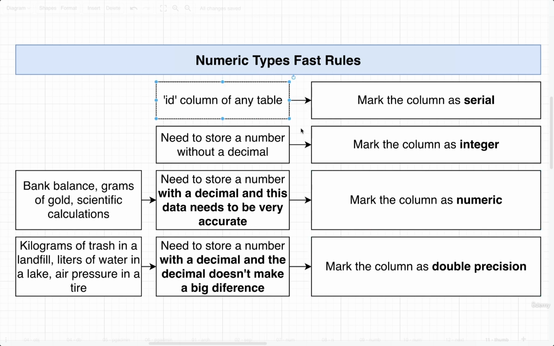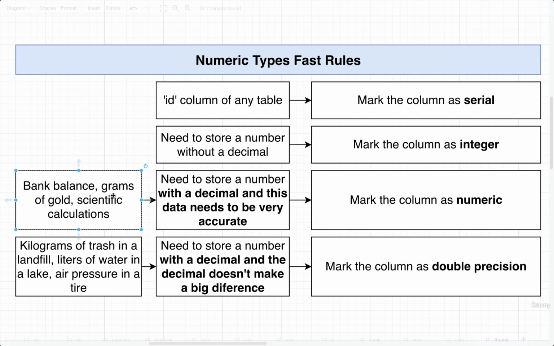First rule, if we're ever trying to define the ID column of a table, we're going to mark the column as serial. That's pretty much it. If we are ever trying to store a number that is not going to have a decimal on it, we're going to mark the column as integer. That's pretty much it. Those first 2, pretty simple, straightforward. The next 2 after that are going to be just a little bit more challenging.